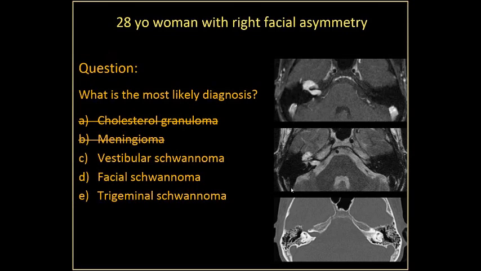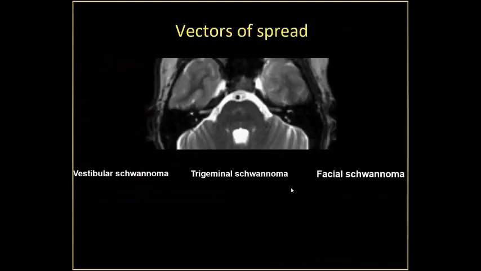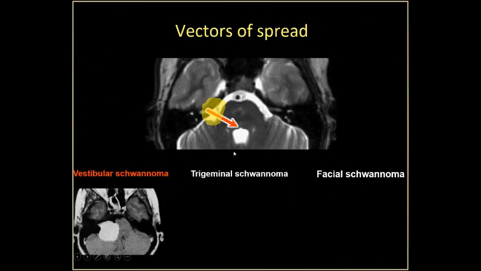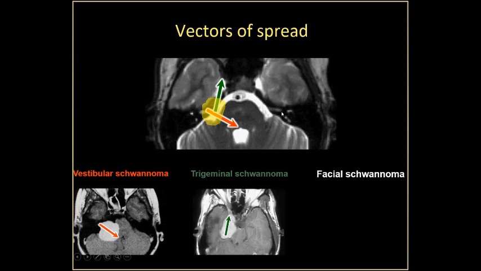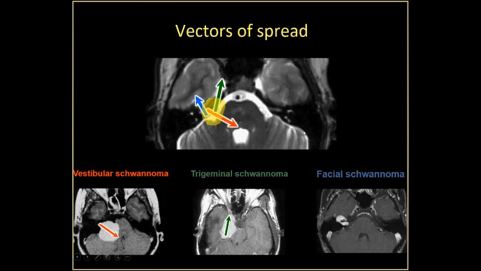But which one of these is it? We know that vestibular schwannomas are the most common of these. So one way to tease these out is to look at the vector of spread. Where is this lesion trying to go? So these three schwannomas, if we consider this area here, a vestibular schwannoma will spread in this direction. And here's an example of a vestibular schwannoma with that ice cream cone appearance. Trigeminal schwannomas will spread this way, sort of anteriorly and medially. And here's an example of one. Facial nerve schwannomas, on the other hand, will travel in this direction. And that was the case with our patient.